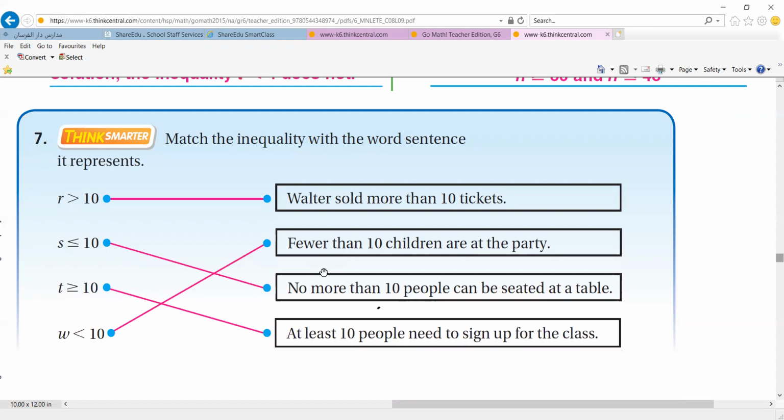All right, now see it one by one. Come on, first, Malak. I know the answers are here, but can you explain? See, R greater than 10. Don't read this, just tell me in your own words how to read it. R greater than 10 means R is more than 10, R is greater than 10.